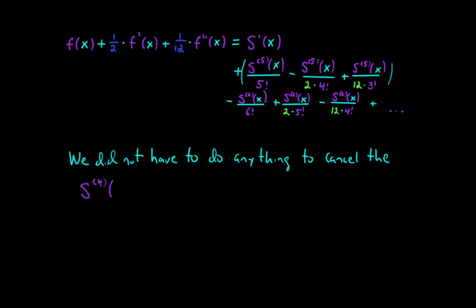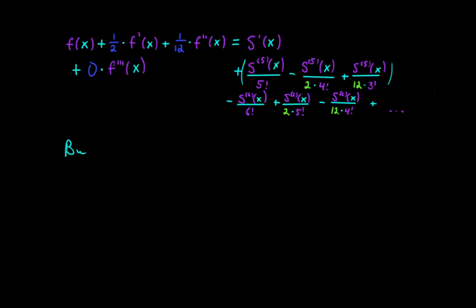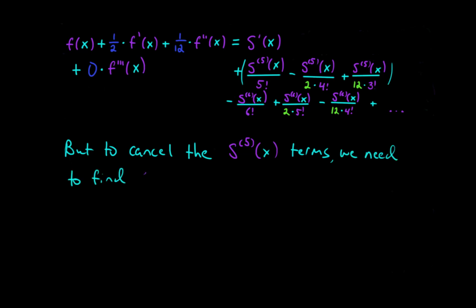We didn't have to do anything to cancel the s4 terms. They were canceled out in that previous step where we multiplied f double prime of x by 1 over 12. Since I didn't have to multiply f triple prime of x by anything and add it to that equation, on the left-hand side I'm just going to write plus 0 times f triple prime of x. That's a void entry, but it helps us keep track of all of the derivatives of f of x in this equation. But moving forward, to cancel the s5 of x terms, we need to look at f quadruple prime of x.